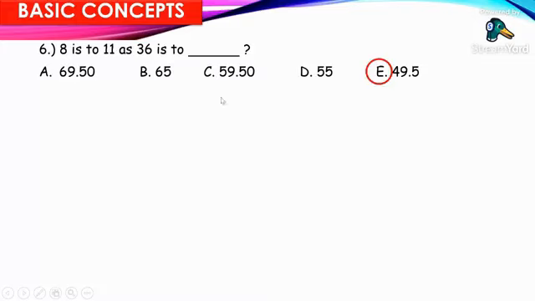So uulitin po natin. Pag ganito po yung problem, 8:11 as 36 is 2 blank, whatever the number man yung binigay, you're going to multiply yung ating means divided by the extreme. So 11 times 36, then divide mo by 8. So 11 times 36 is 396. Then, we're going to divide that by 8. The answer is 49.5. Okay, that's letter E. Si Ma'am Shai.